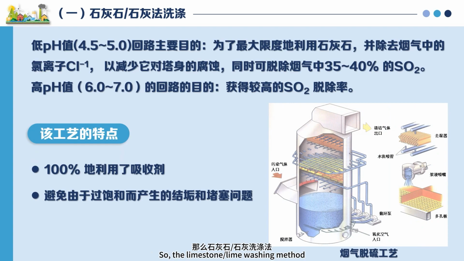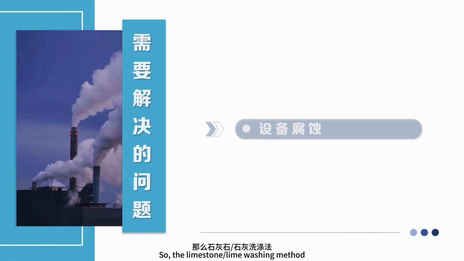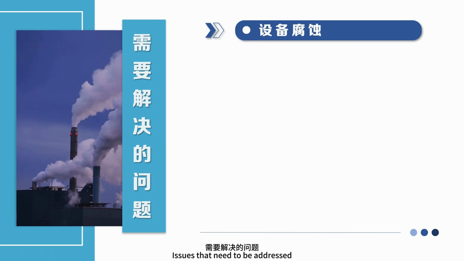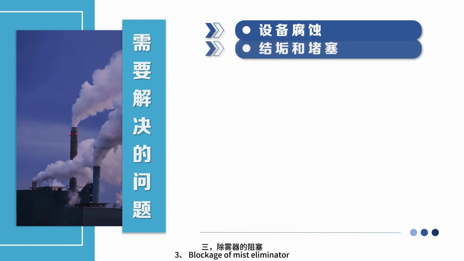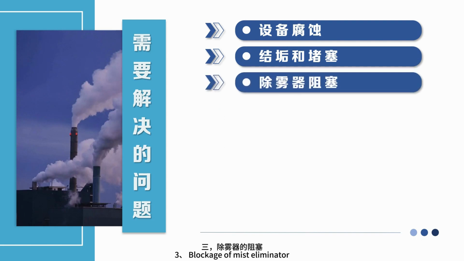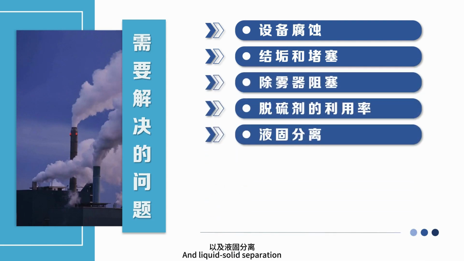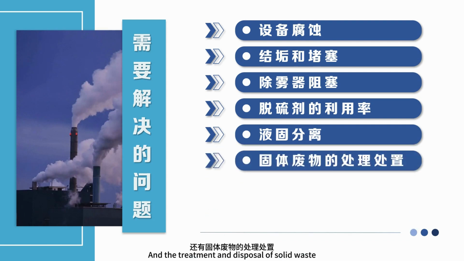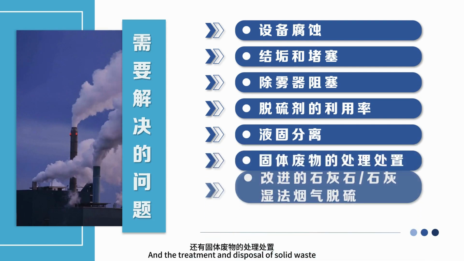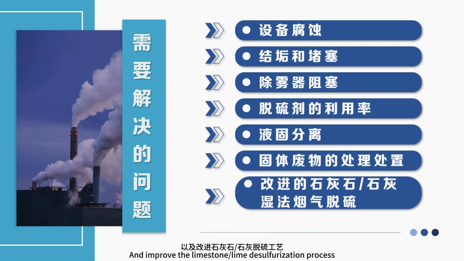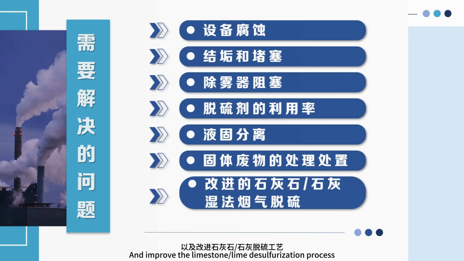So, for the limestone/lime washing method, issues that need to be addressed are: 1. Equipment corrosion. 2. Scaling and blockage. 3. Blockage of the mist eliminator. Utilization rate of the desulfurization agent, and liquid-solid separation. And the treatment and disposal of solid waste, and improving the limestone/lime desulfurization process.